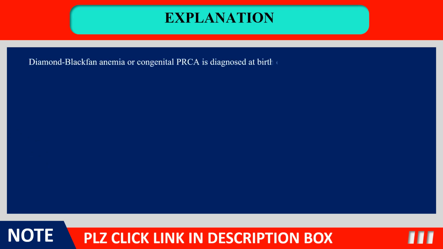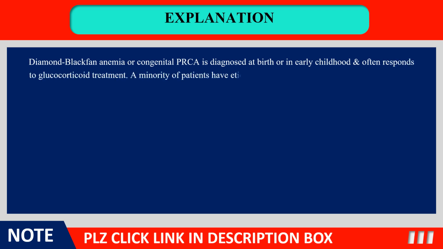Diamond-Blackfan anemia or congenital pure red cell aplasia is diagnosed at birth or in early childhood and often responds to glucocorticoid treatment. A minority of patients have etiologic mutation in the ribosomal protein gene called RPS19. So Diamond-Blackfan anemia is diagnosed at birth or in early childhood, and it often responds to glucocorticoid treatment.